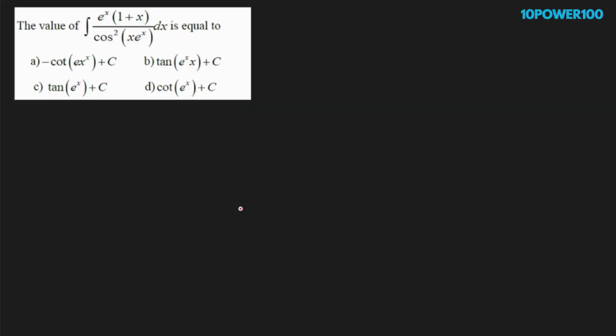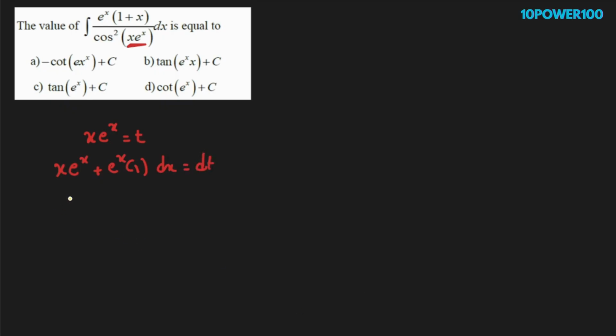Next question. The value of the integral e power x of 1 plus x divided by cos square of x e power x dx is equal to. Okay, so if you see this function, x e power x, I'm going to consider that equal to t. I will write x into e power x is equal to t. Now if you differentiate both sides, here we have to use the product rule. We get x, I'll keep as it is, e power x differentiation is e power x, plus e power x, I'll keep as it is, x differentiation is 1, into dx is equal to dt.